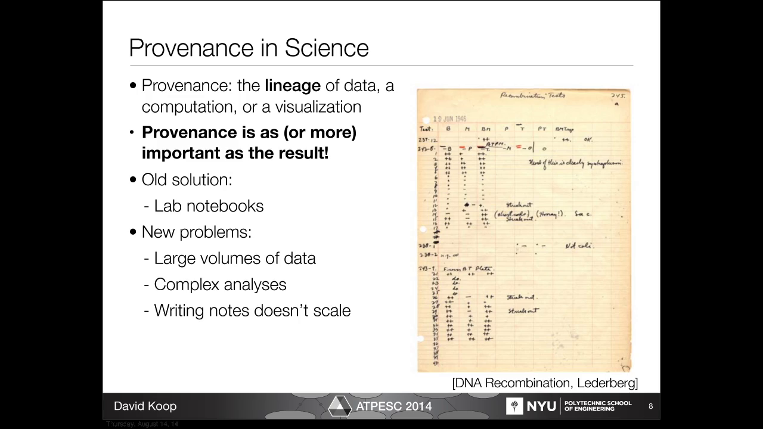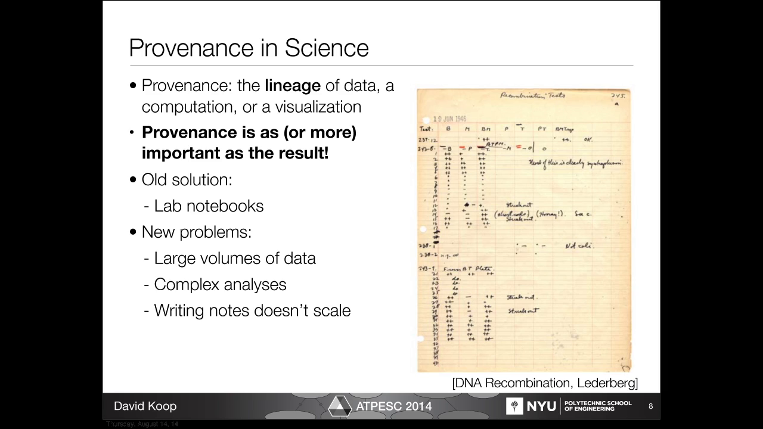And the same sort of idea applies in science. It's often not called provenance, but it's the same idea of the lineage of data, a computation or a visualization. And it's something that's been a hallmark of the scientific process. People keep track of what they do for every step in testing a hypothesis or in generating some sort of result.